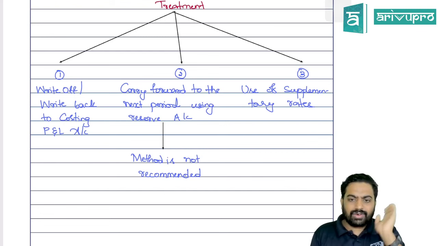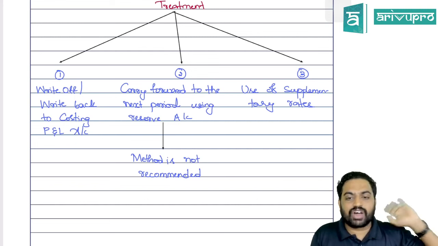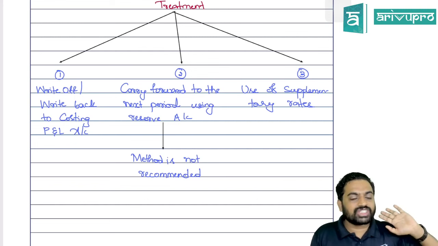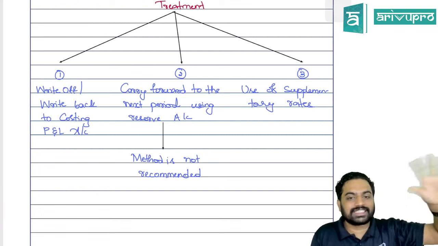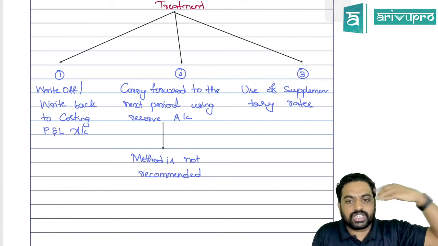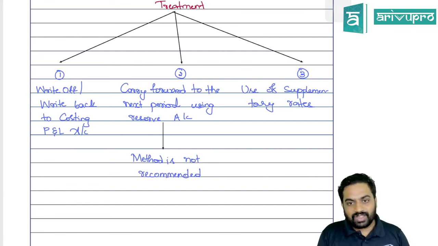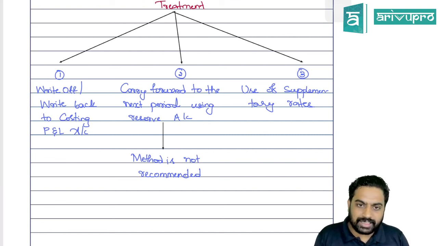Method number 2 is the bakwas method, which is not recommended by any cost accounting standard. That is carrying forward straight away by putting it to some reserve account, let's say an absorption difference reserve account, and carrying forward to the next years, and there we adjust. Usually we are not going to use this method.